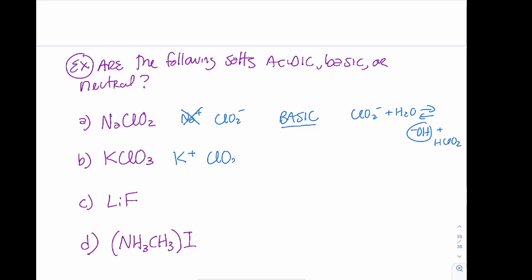So the 2 components of my salt, again, group 1A cation, it's inert, it's a spectator ion, we don't care about it, so that's not doing anything. And then when I look at ClO3 minus, it is the conjugate base of a strong acid, so because of that, it's actually not basic either, right? This is from a strong acid, right? It's not going to accept a proton and go back in the other direction. So this is going to be a neutral solution.